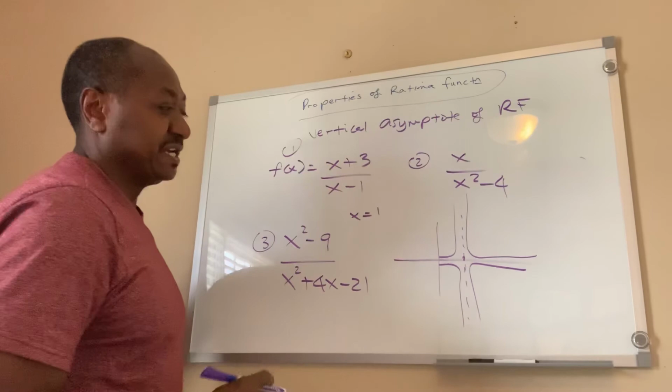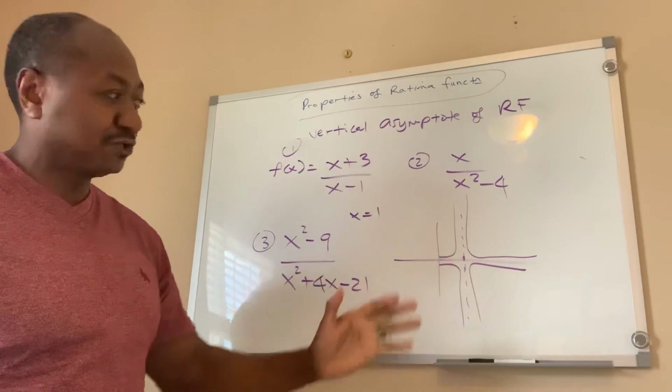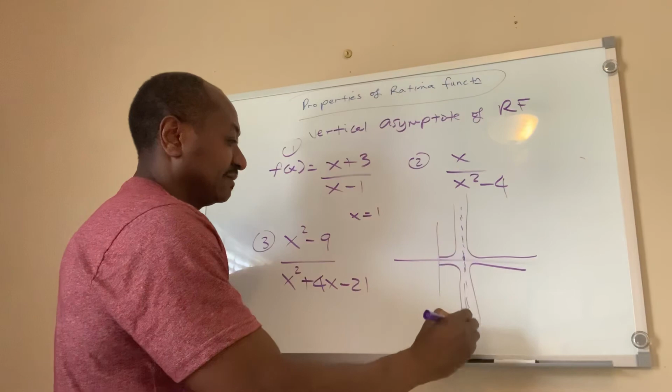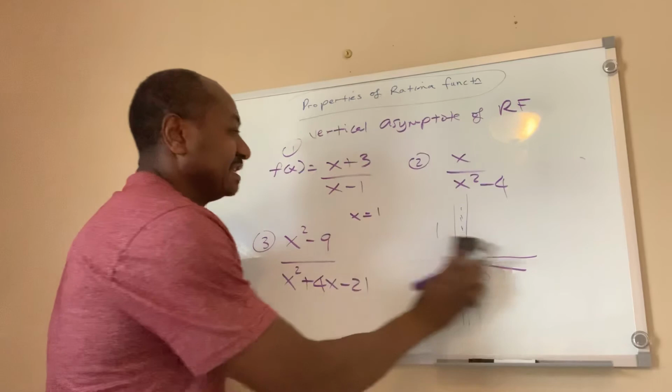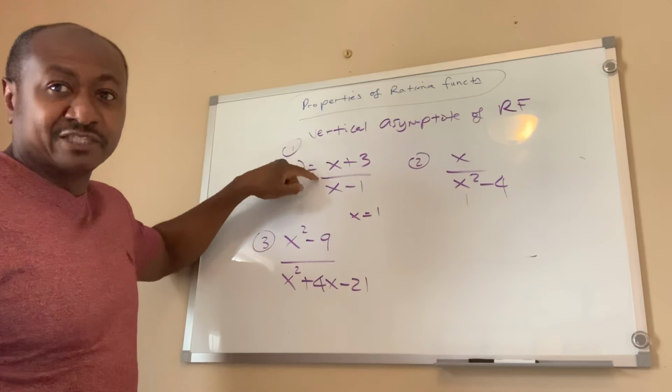Meaning any graph of a function will never touch the vertical asymptote. It will come close to it, but it will never touch it. So my vertical asymptote is this line, okay? And so, it's equating the denominator to what? 1. And obviously, if you look into this one here, it is already in its lowest term, so we didn't bother to find the common terms.